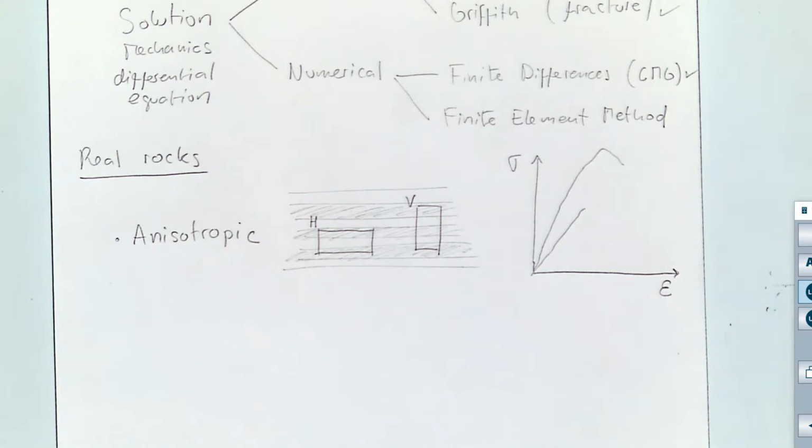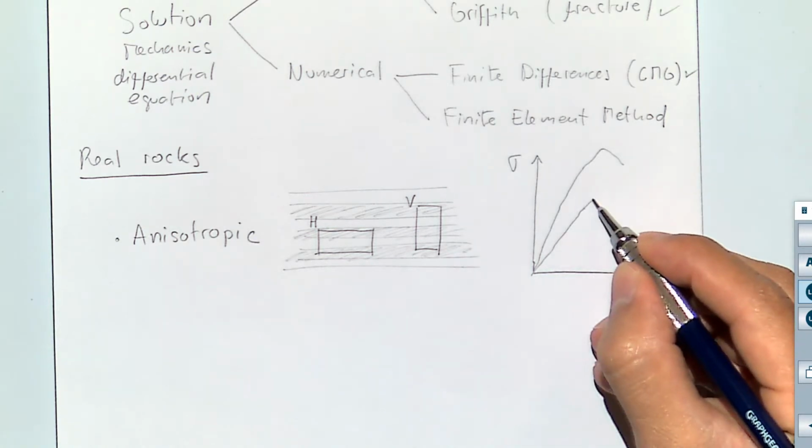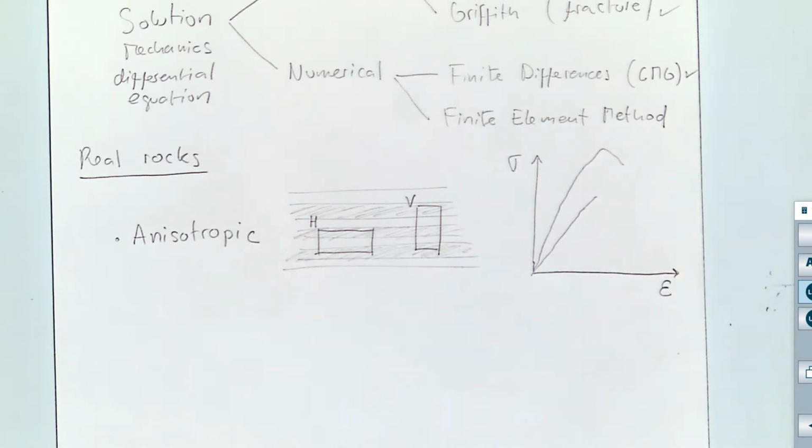Which one do you think is going to be softer, the vertical or the horizontal? Any suggestion? I'm going to give extra points to anyone that gives me a good idea why that could be like that.